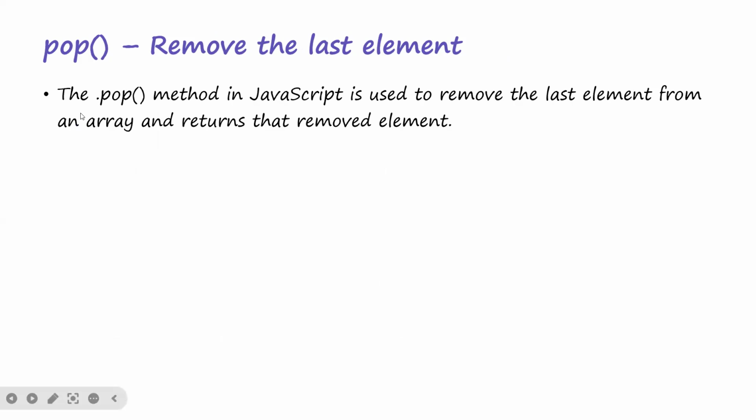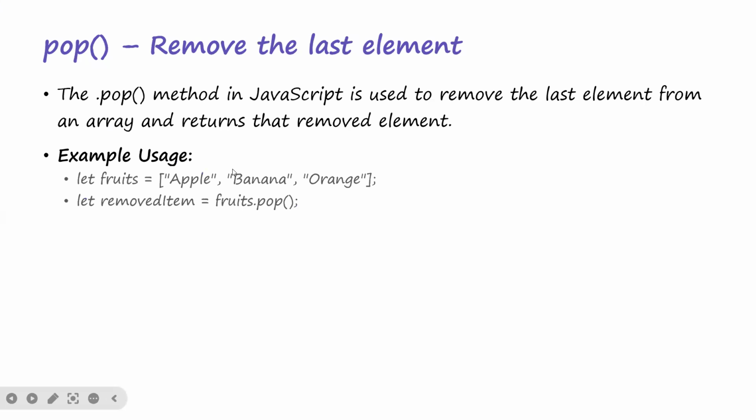And the pop method is used to remove the last element from an array and returns the removed element. So that element that was removed, this pop method will return it. In case you want to work with it, you can save it, store it in a variable. So this is how it is being used. You have an array already, then you say fruit.pop. It returns the removed item.